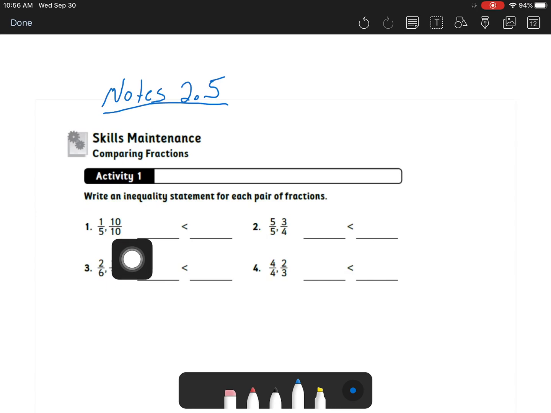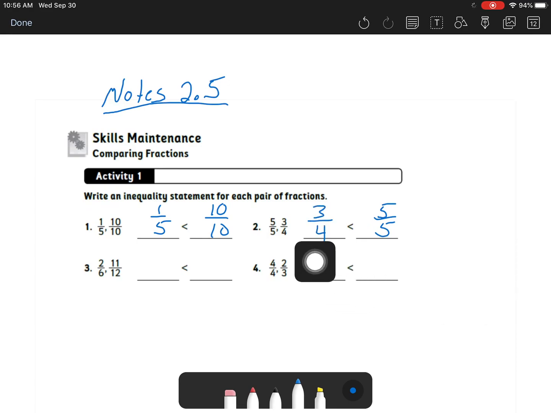Okay, so some more of these problems where we have some inequalities. We want to determine, looks like these are all less than signs. We want to put the smaller fraction on the left and the larger one on the right. I guess not all of them have an improper fraction, but most. So the 10/10, which is improper, is going to be the bigger one, so I'm going to put that over here. 1/5 is the smaller, that's the proper fraction. In this one, 5/5 is improper, so that's going to be larger. And 3/4 is a proper fraction, so 3/4 is less than 5/5.